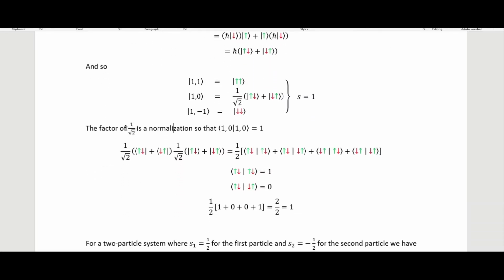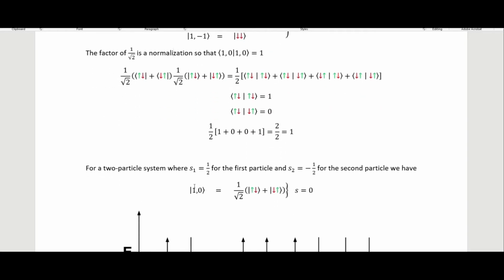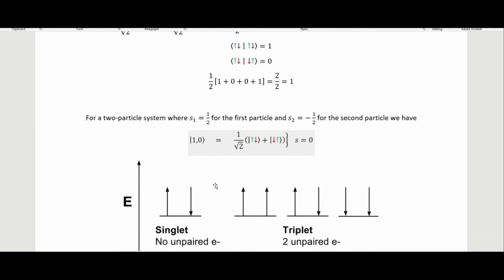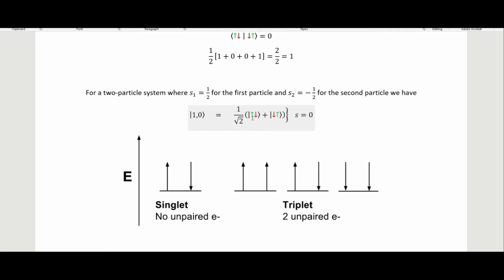So here I just put that this 1 over square root of 2 is just a normalization factor so that the probability comes out equal to 1. So for a system with S1 equals 1/2 and S2 equals minus 1/2 for the second particle, we have just this. And so that just means that one of them can be up, the other one down, or the other one down and the other one up.